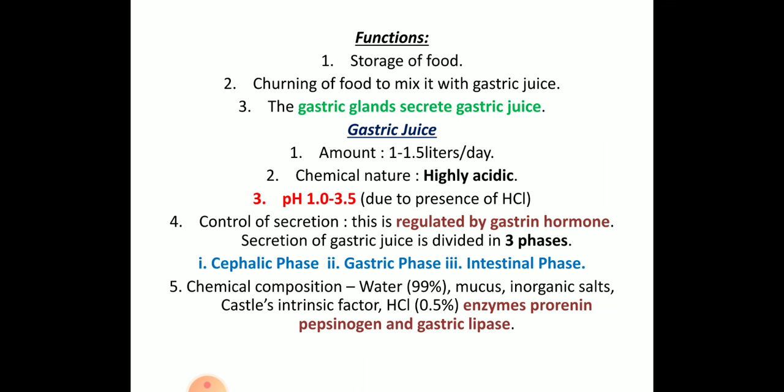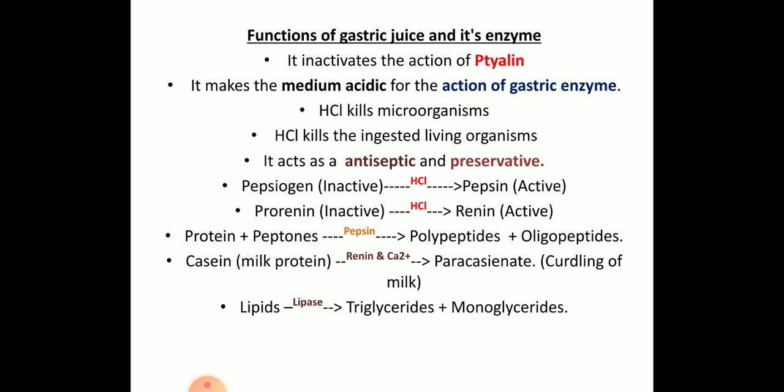Control of secretion: here it is regulated by the gastrin hormone. Secretion is of three types: cephalic phase, gastric phase and intestinal phase. Chemical composition: 99% of water, but inorganic salts are much contained, and HCl is 0.5% concentrated, that is Castle's intrinsic factor is also present. Enzymes: prorenin, pepsinogen and gastric lipase are also present.